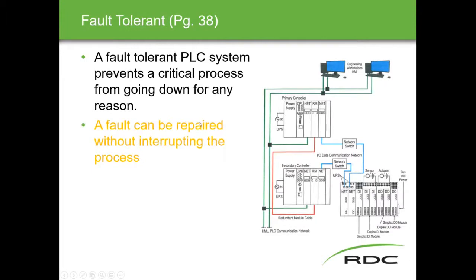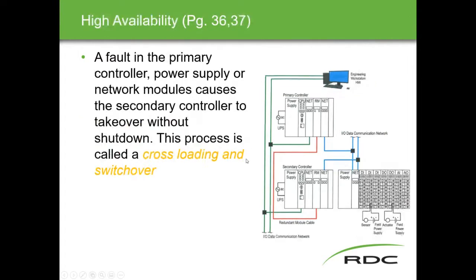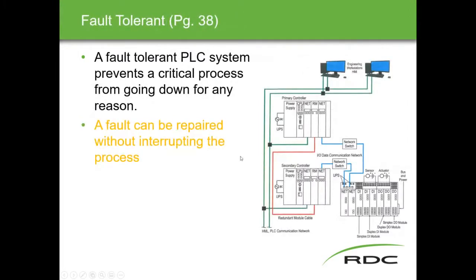Last but not least here, we have fault-tolerant. A fault-tolerant PLC system prevents a critical process from going down for any reason. And a fault-tolerant mechanism can be repaired without interrupting the process. Okay, so that means that if one failed, this one would automatically take over. You could go in there, replace the card, whatever you had to do, and life would be good. So three different levels: basic availability, high availability, and fault tolerant. And there's a little bit more to fault tolerant than I said, but the short story here is that it allows us to repair the fault without interrupting the process.